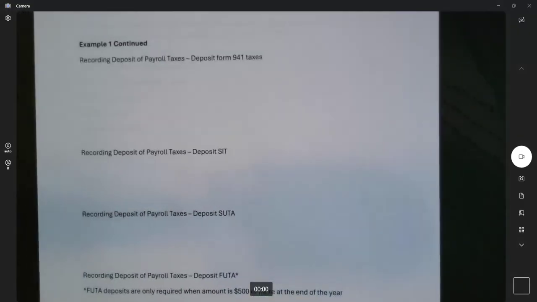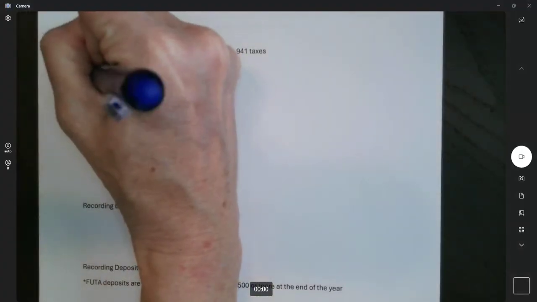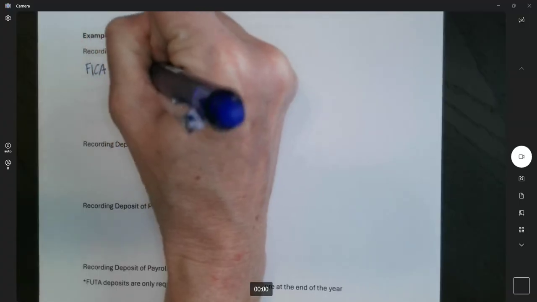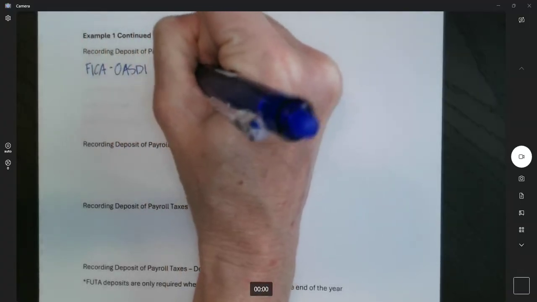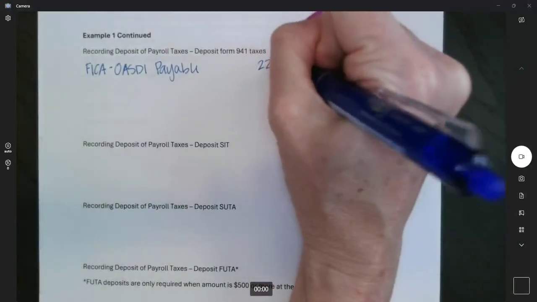Additional info, additional things that would happen from that example. Later on, when we are depositing payroll taxes, we're going to start with the Form 941 taxes. This is going to include FICA and federal income tax. When we turn around and pay these, we're going to debit these payable accounts. So FICA OASCI payable first. The total of those two was $228.78.